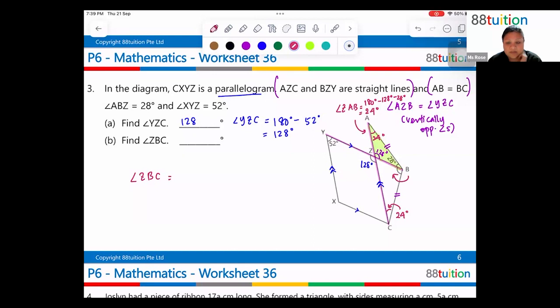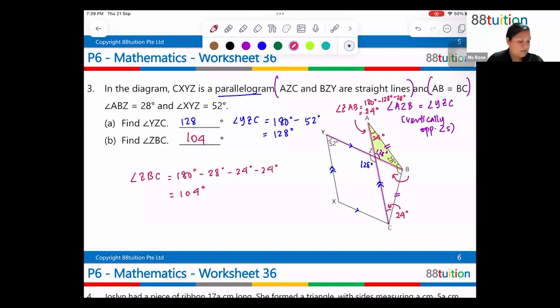To find angle ZBC, what do we do? We take the sum of angles in a triangle minus all the other angles that we have found. 104. Okay, so this is your 104 degrees.